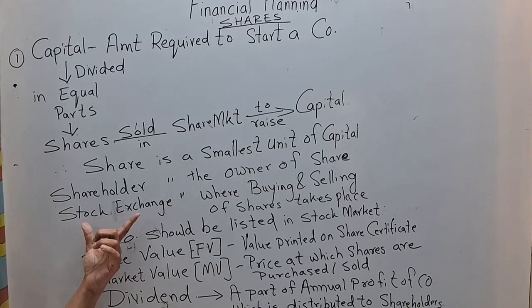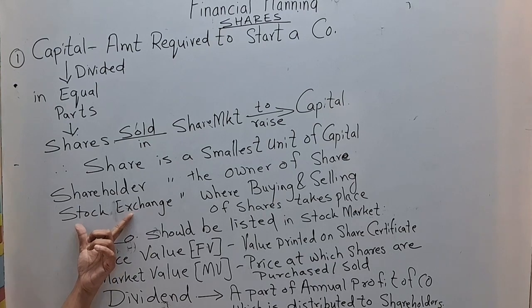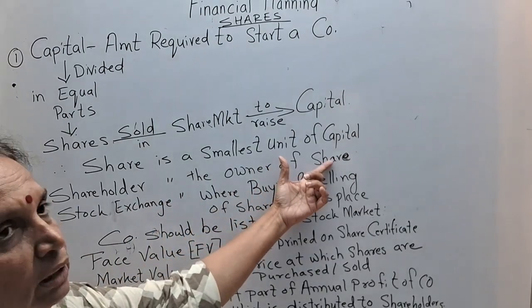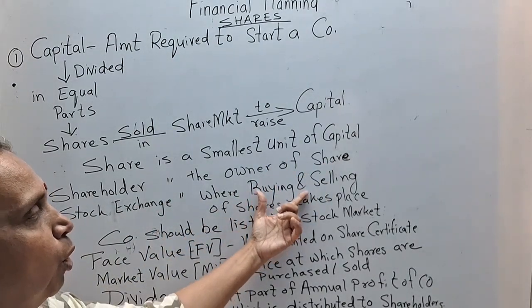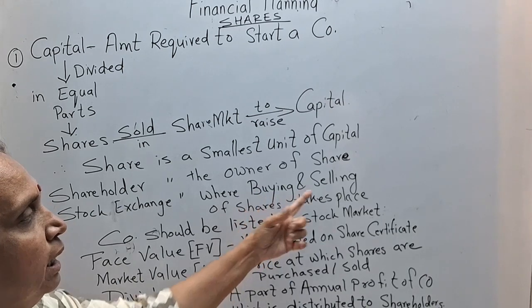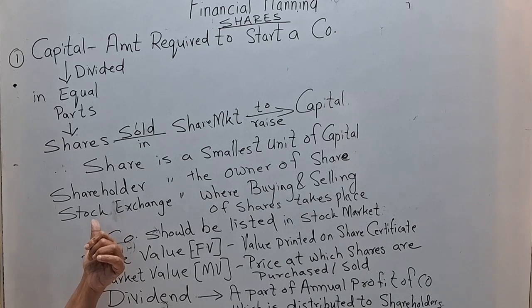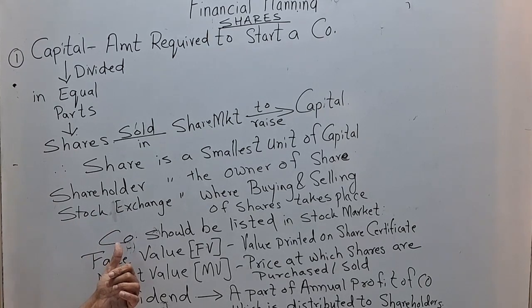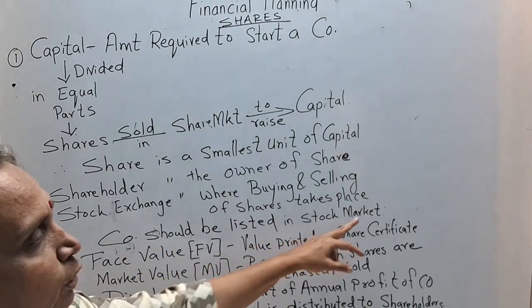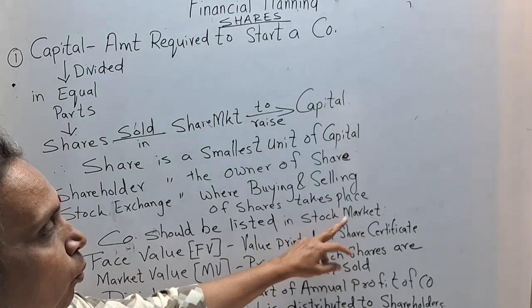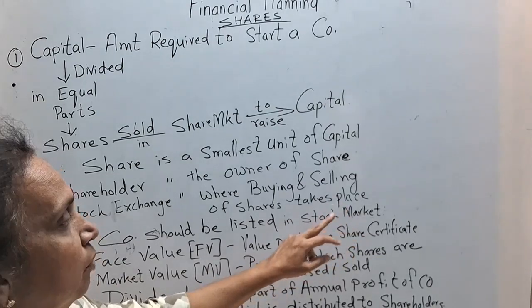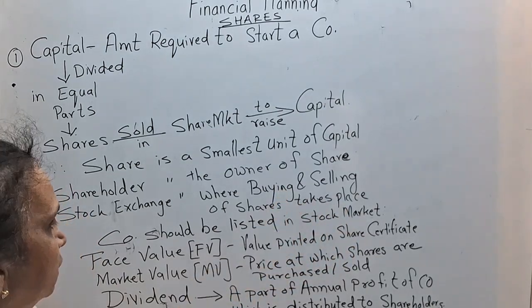And now what is a stock exchange? Stock exchange is nothing but where the shares are being sold or bought. That is, buying and selling of shares takes place. That place is called as stock exchange, share market. Okay, and for that matter, the company is to be listed in the stock market. Then and then only you can purchase and sell the shares.